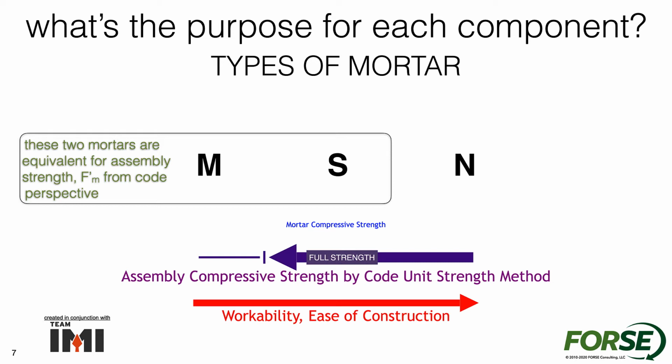The other element to consider is again the workability or ease of construction, and that is an inverse relationship. As we would move from left to right, it would be easier to construct with the mortar. So it tends to be that type S is going to be the type of mortar that has the right structural properties and has the right ease of construction that makes it an ideal mortar for a structural wall.